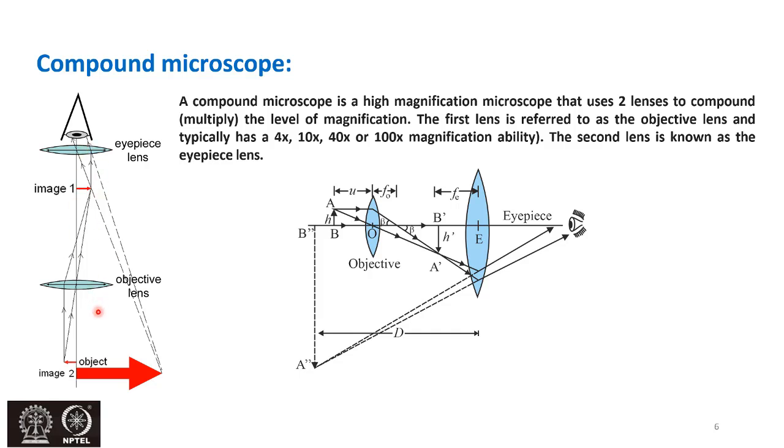So this is a schematic. That is how we are able to see our magnified image. This is the image one. Then with the help of the second lens, we are able to get the bigger or magnified image of the object.